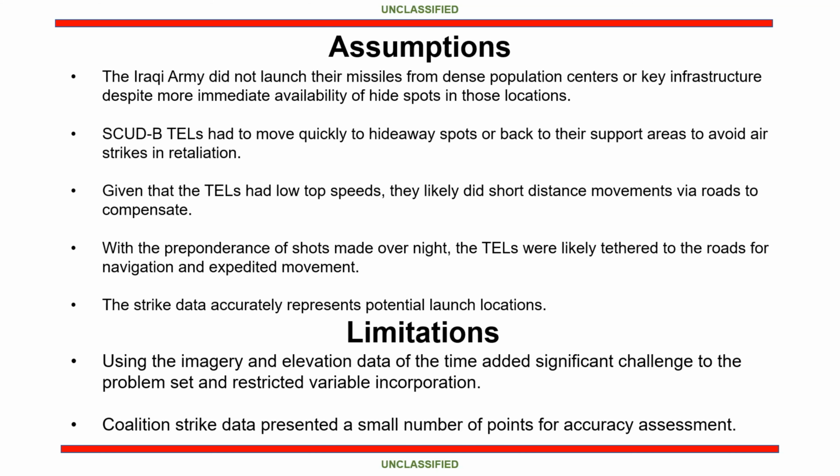The last one, the strike data accurately represents potential launch locations. This is also a key assumption given the fact that the Gulf War Air Power Survey strike data that I was able to pull is a bit coarse. And that leads into the limitations: using the imagery and elevation data of the time, I pulled it from the 1990s, which added some significant challenge to the problem set and restricted some variable incorporation. And the coalition strike data presented a small number of points for accuracy assessment overall.